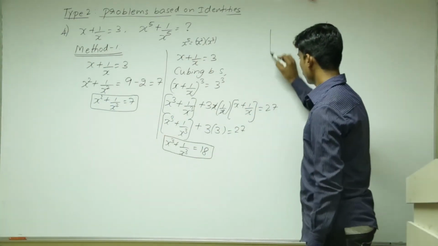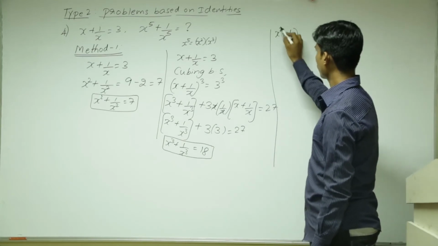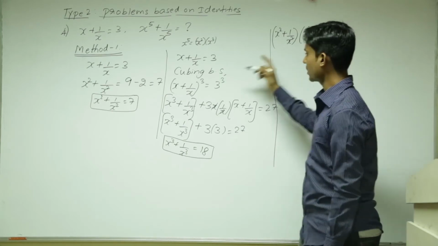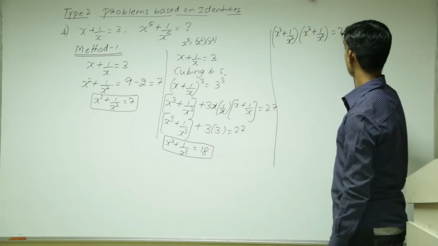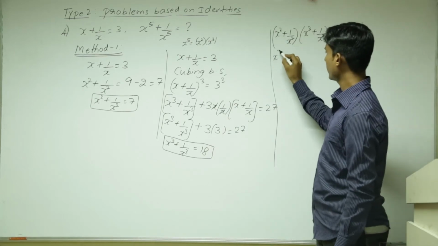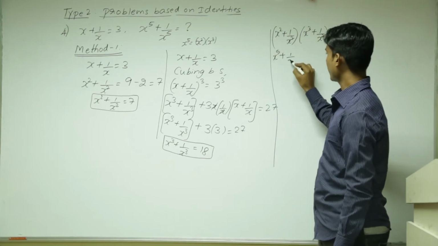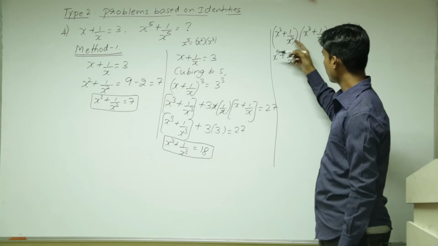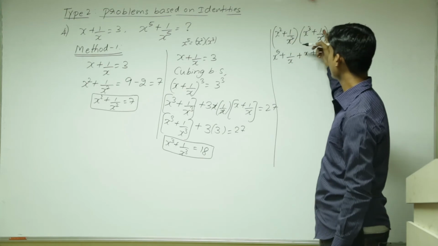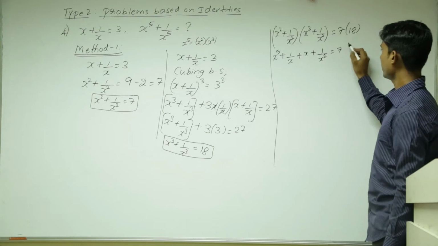Multiply both of them. You will get a term called x power 5. That means x square plus 1 by x square into x cube plus 1 by x cube. This is nothing but 7 into 18. Now on the left hand side, x cube into x square is x power 5. X square into 1 by x cube is 1 by x, plus x cube into 1 by x square is x. X square into x... 1 by x square into 1 by x cube is 1 by x power 5. This is nothing but 7 into 18.